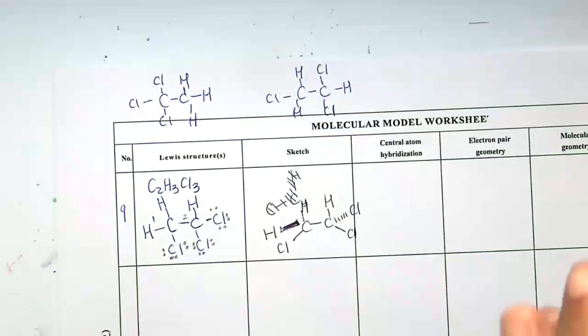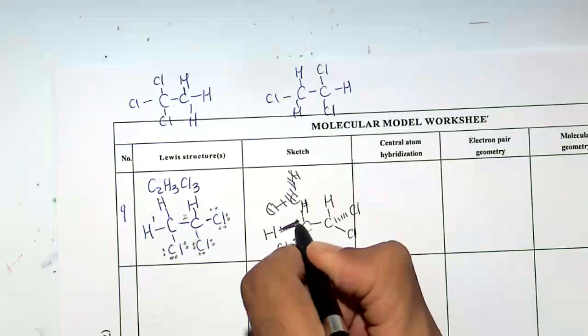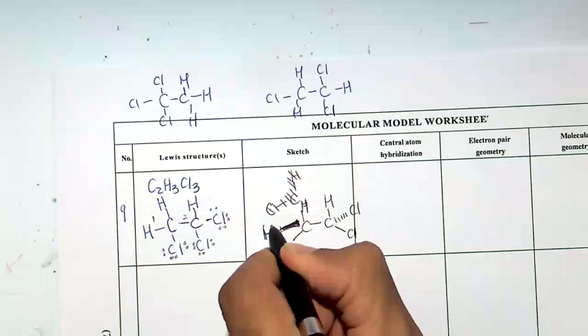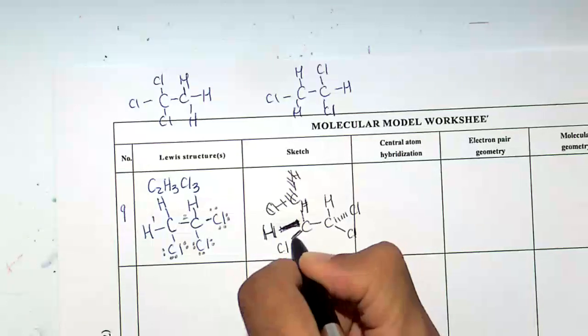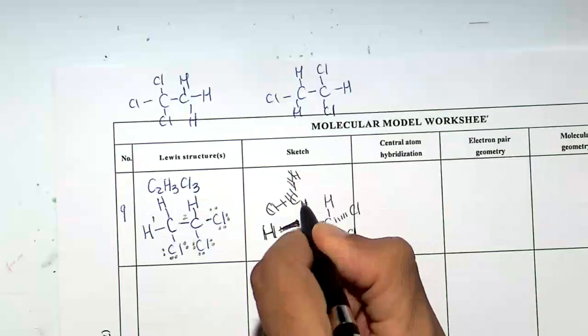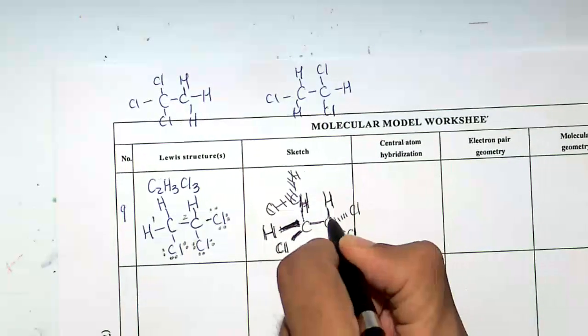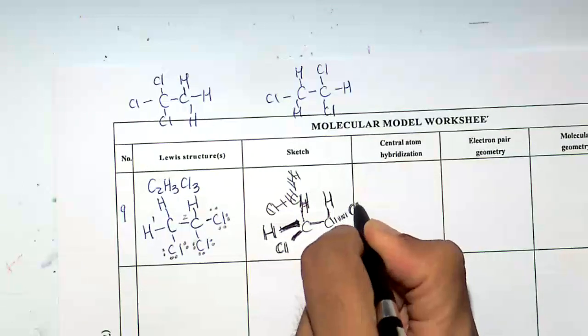Okay. The idea is that you're getting two tetrahedrons coming together. One is coming out, one is on the plane of the paper, at a 109.5 degree angle.